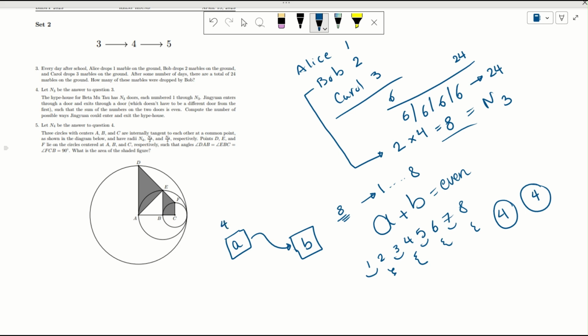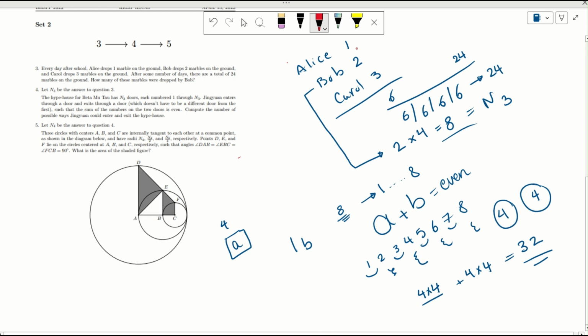4. And then, because it's possible to have the same door for exit, in total we are going to have 4 times 4 if the first door is even, plus 4 times 4 if the first door is odd. If you add these together, you are going to end up with 32 as the total number of possible ways that we can do this. So 32 is going to be the final answer.